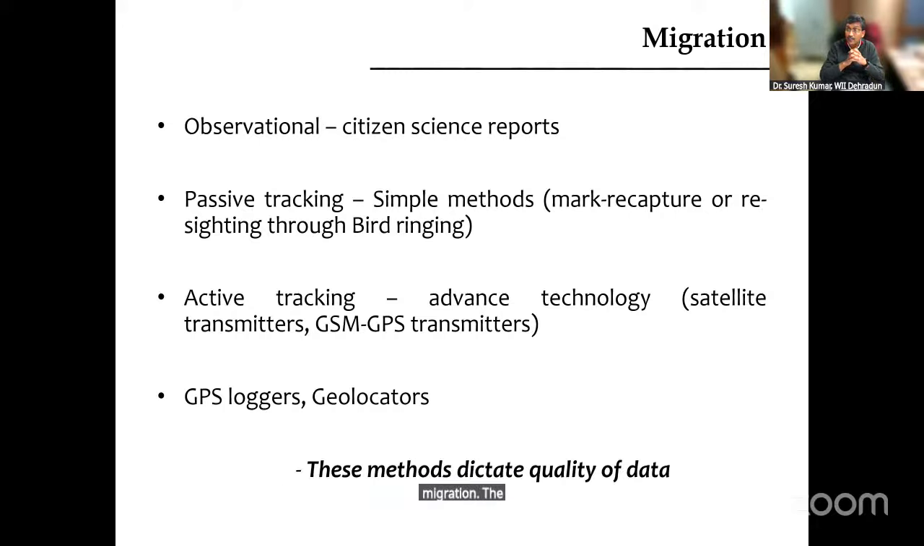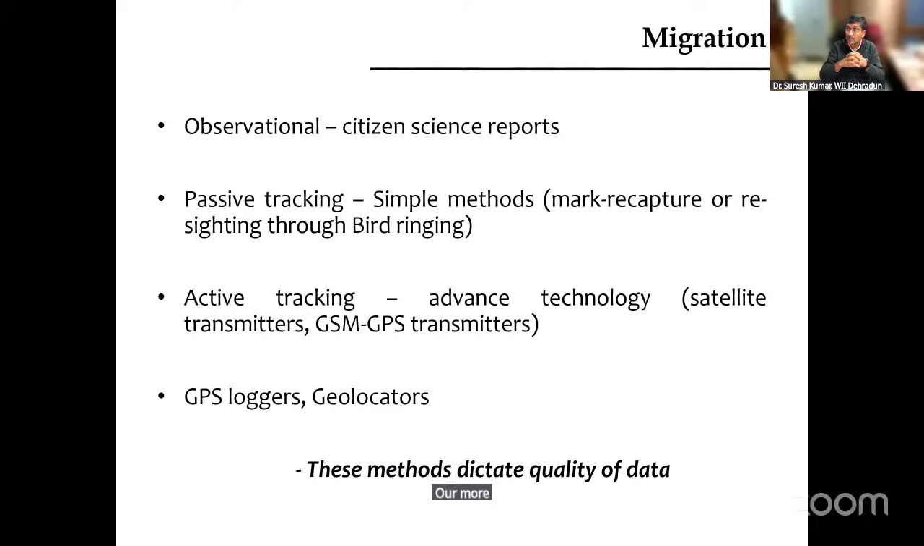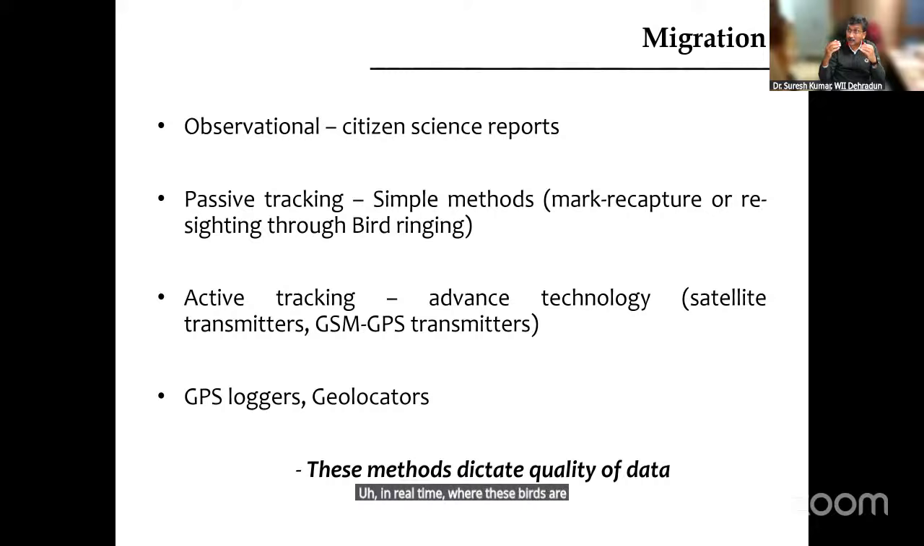The active tracking approach is the more advanced form of tracking, where either satellite-based tracking devices are used, or more modern equipment like the mobile network, the GSM, GPS transmitters, to tell us in real time where these birds are, and giving us insights on where they are stopping over, how often they are there in a particular place, and what kind of landscapes they are on during their migration.